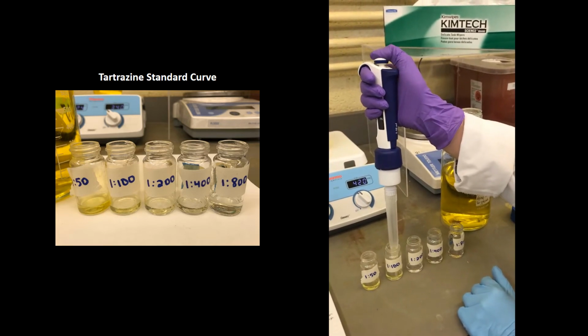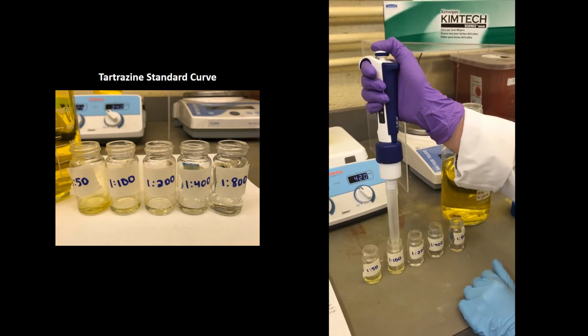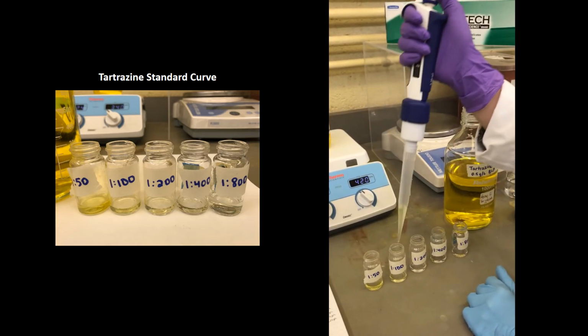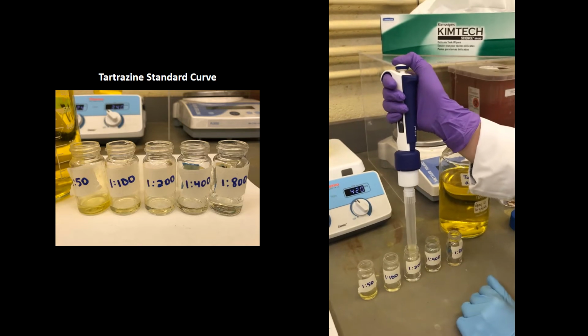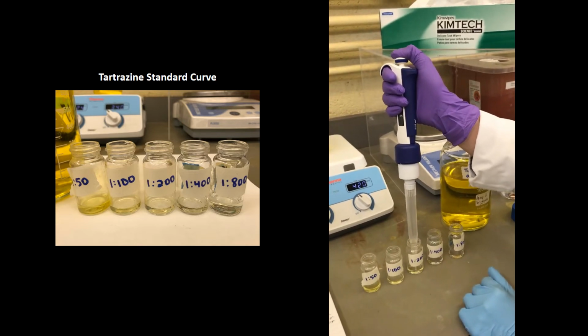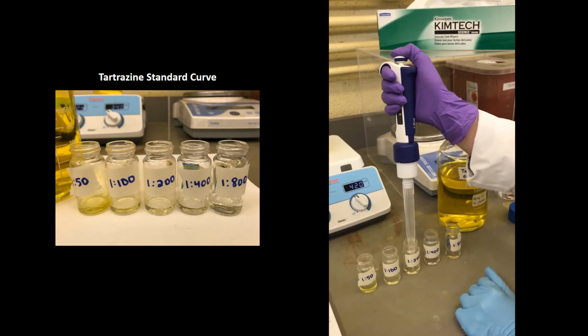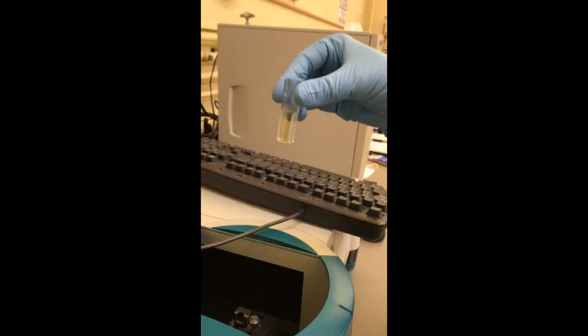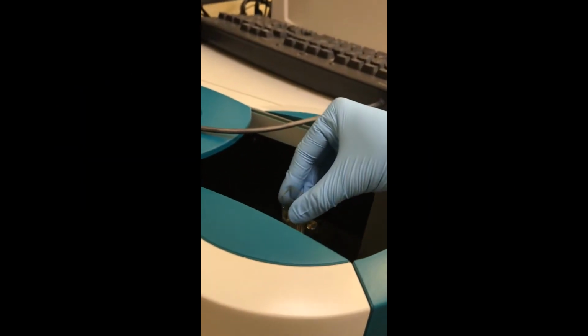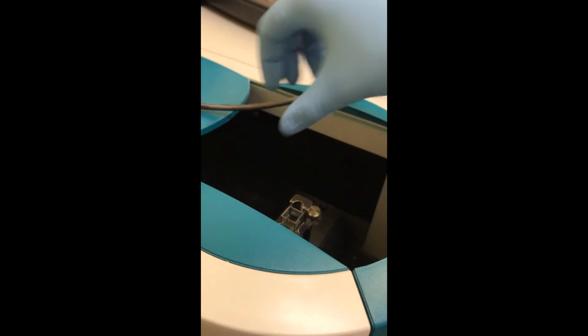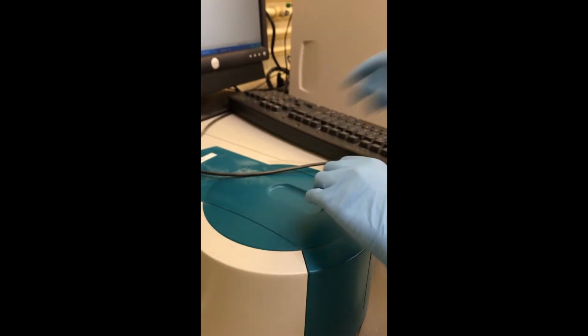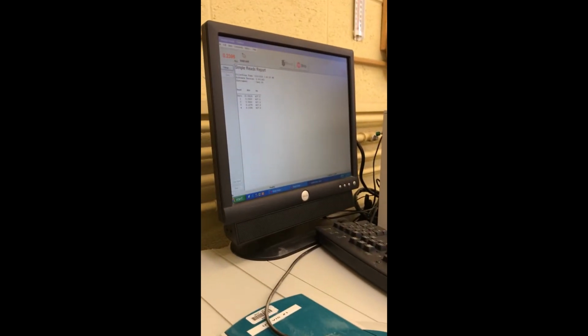Two milliliter aliquots are further diluted and mixed with 2 milliliters of distilled water to make the dilution fractions, which include 50, 100, 200, 400, and 800. 1 milliliter aliquots were measured and placed in cuvettes. Their absorbances were measured using the spectrometer at 427 nanometers.